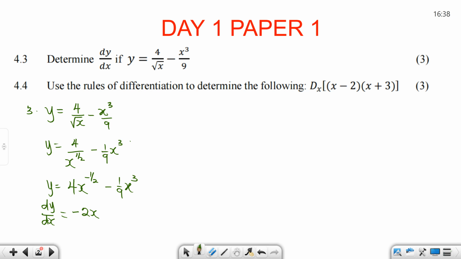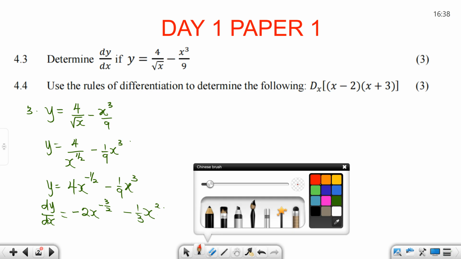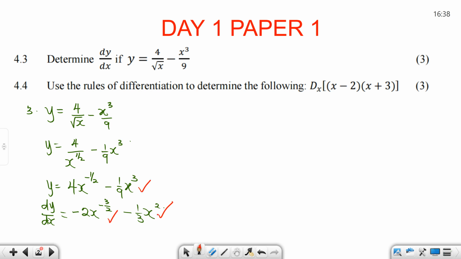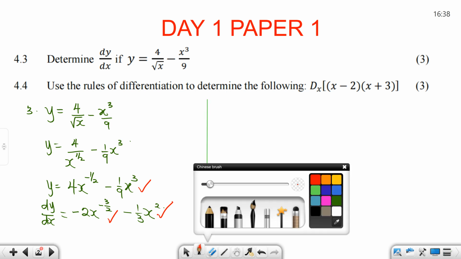Then what do we have? Minus 1, negative 3 over 2. Then what do we have next? 3 times negative 1 over 9, negative 1 over 3, x to the power 2. How many marks? 3 marks again. 1 for simplification. Next one, quickly. dy/dx again.